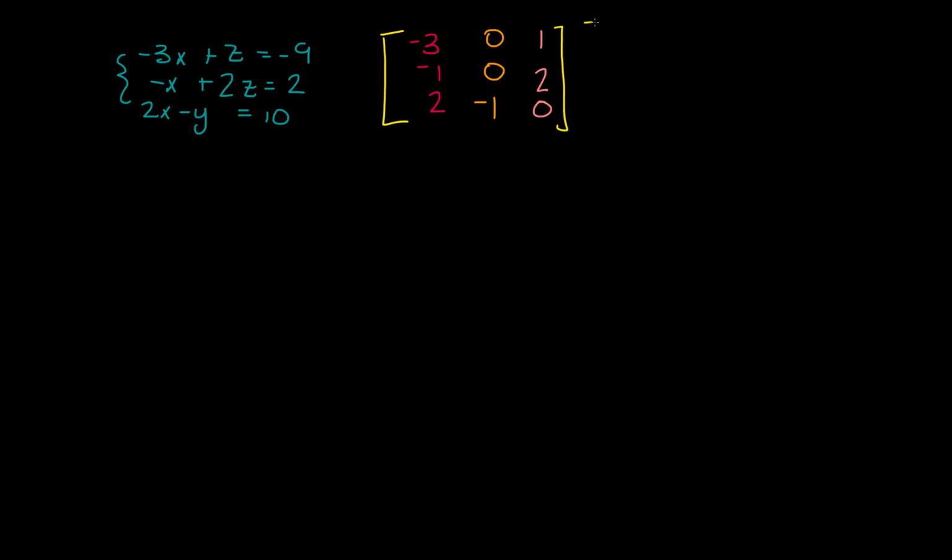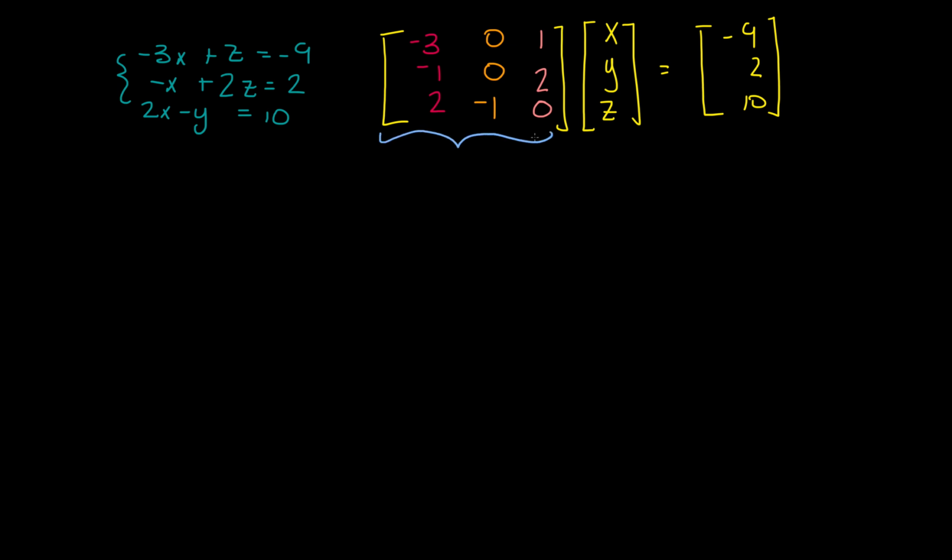We're going to multiply this by the x, y, z to keep up with form. Writing it this way, if we multiply this out, we get the system of equations, and we get it equal to -9, 2, and 10. So first, I'm going to go over to my technology and find the inverse function of this matrix. We're going to call it c. So my inverse c.